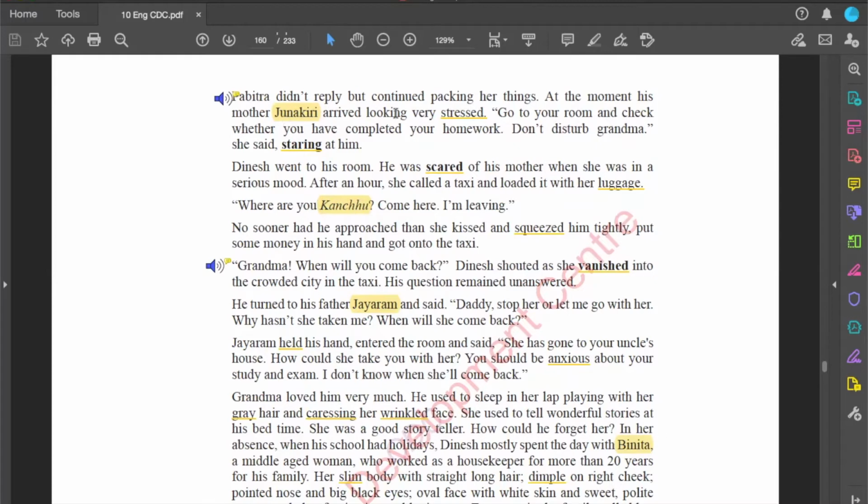Junkiri arrived looking very stressed. Very stressed meaning is in a pressure. Okay, she has got a kind of tension, or let's say she was having a kind of problems inside. She was not fresh, it means.